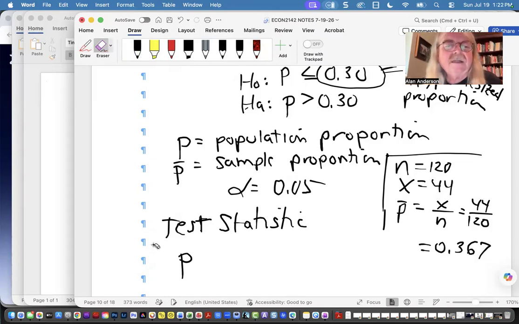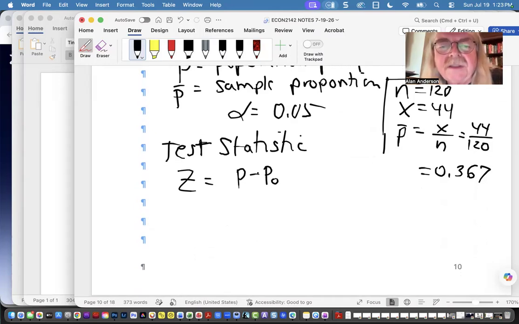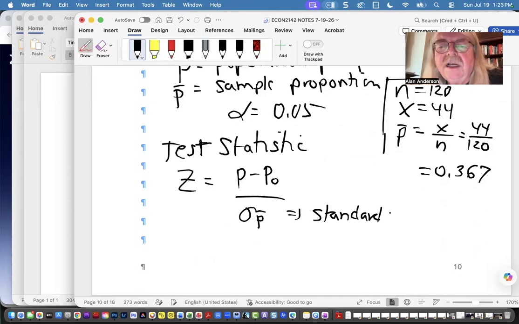Oops, sorry, that's wrong. It's Z, not P, Z. So you may remember this one was constructed in two stages in the slides. It doesn't have to be done this way though. But just as a reminder, it's P minus P zero, the hypothesized value, over this term. And that's formally known as the standard error of P bar.